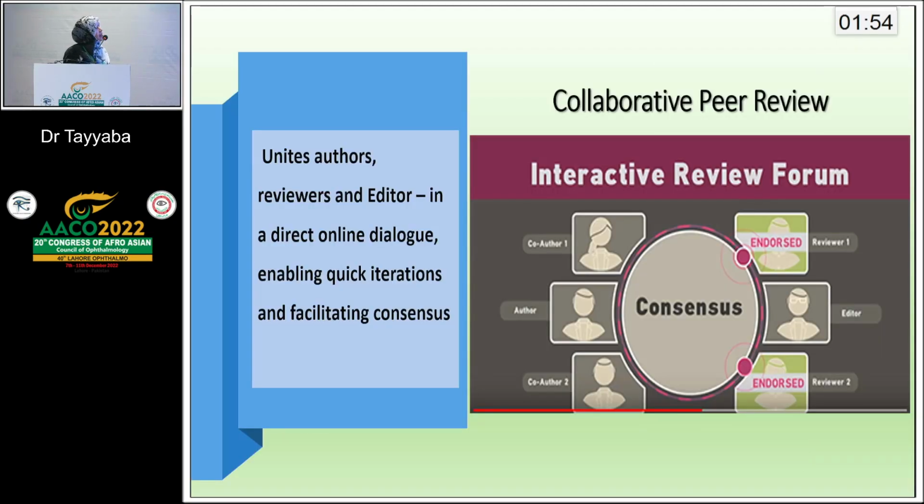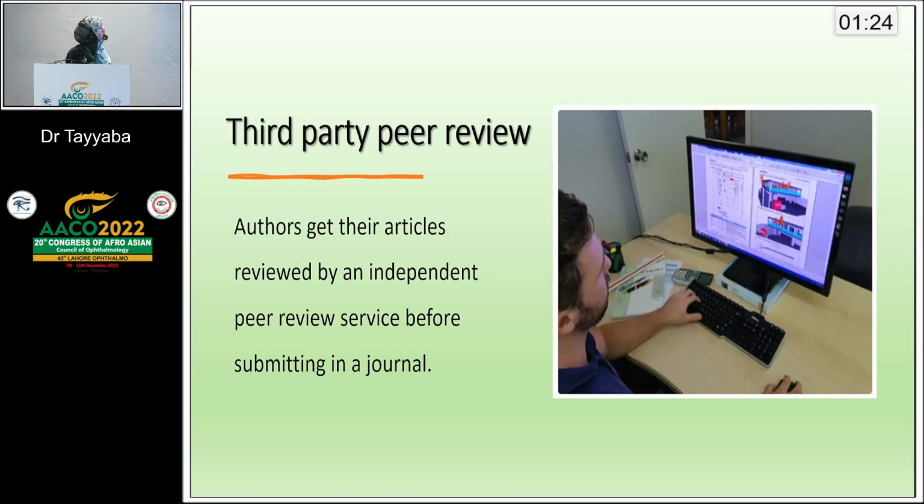Another type is the collaborative peer review. In this type, an editor provides a platform for the reviewers, the authors and the co-authors. They discuss the points which are to be reviewed, and then the final consensus is made and the final article is published after the collaborative peer review. Third-party peer review is another type in which the authors get their articles reviewed by an independent third party, and they then submit their article along with the peer review that has been already done.